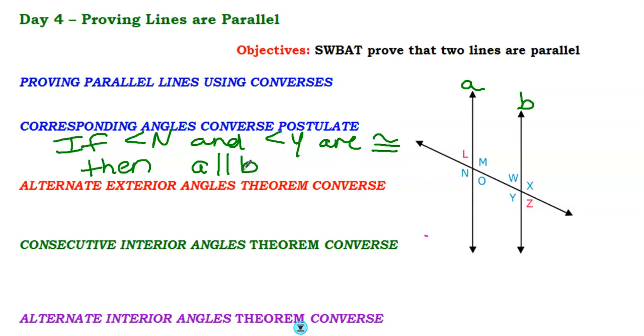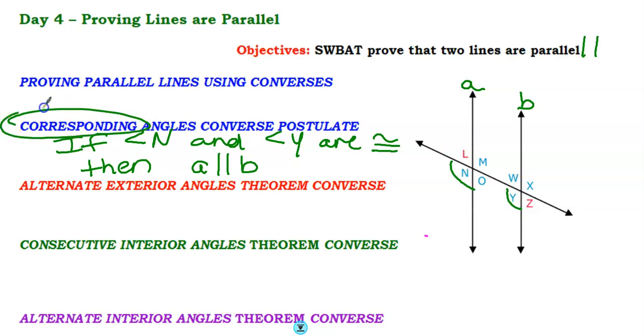So if angle N and angle Y are congruent, then A and B are parallel. You can use that to have lines A and B that are now parallel because we proved that N and Y are congruent. And those are corresponding angles.